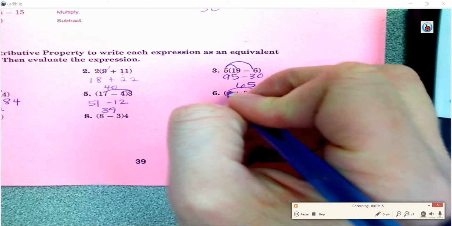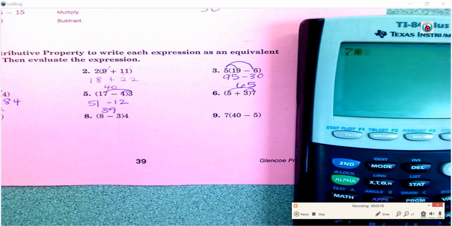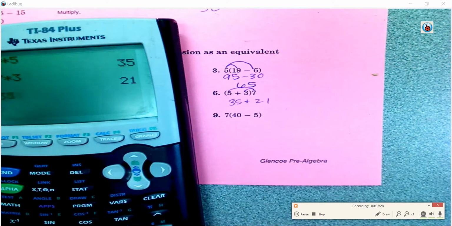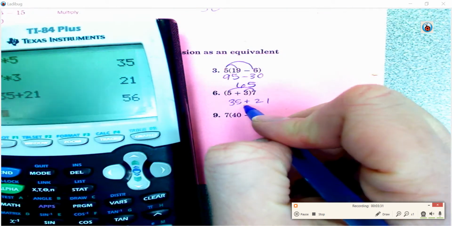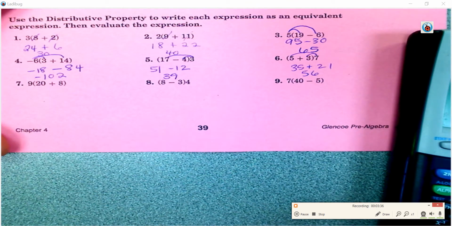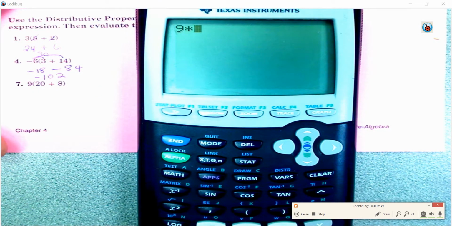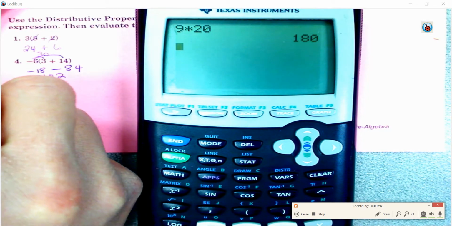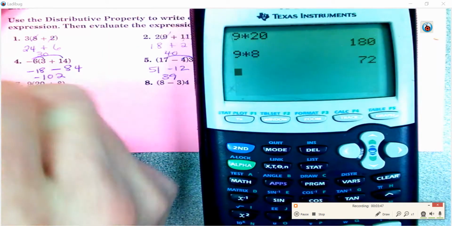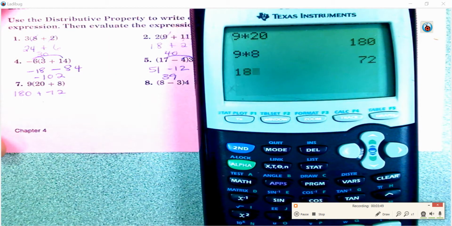Here, 7 times 5, 7 times 3. So 7 times 5, 35. 7 times 3, 21. They're both positive. So 35 plus 21. If you add those two together, you get 56. Okay, last row. 9 times 20, 180. 9 times 8, 72. And then 180 plus 72 gives us 252.